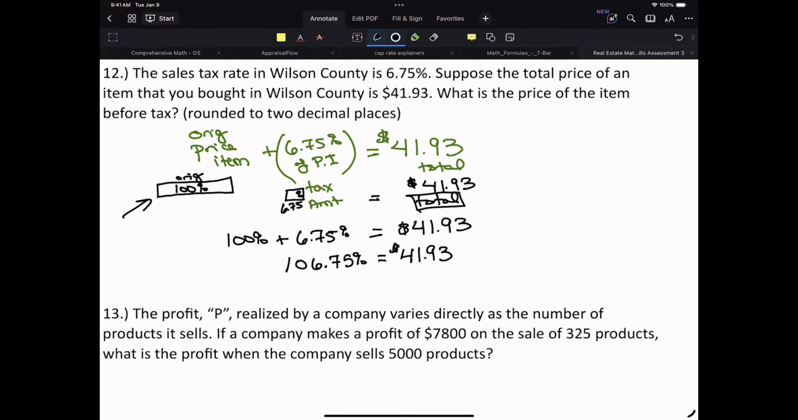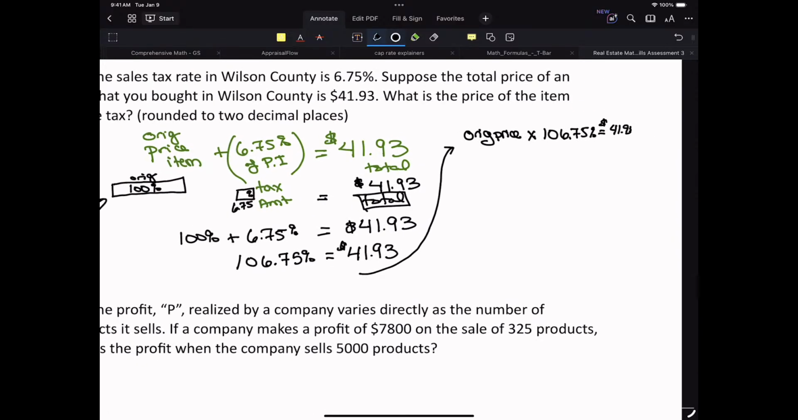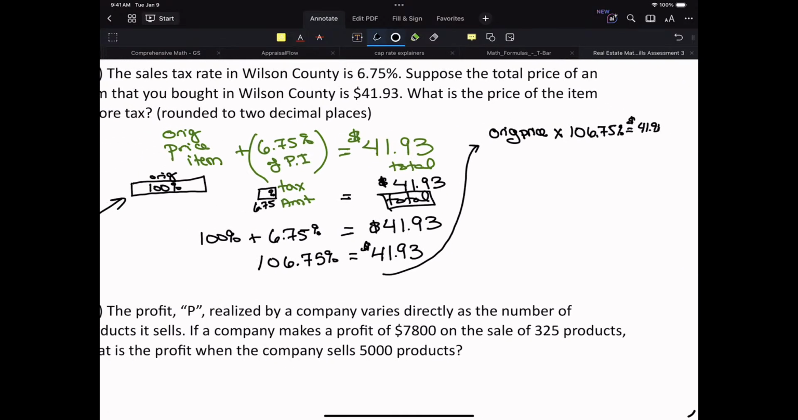41.93 represents 106.75%. Or, let's kind of take it up here. If you have the original price and you multiplied it by 106.75%, you would get 41.93. I know I didn't leave very much space to work there, but that's okay. Whatever the original price is, if you found 106.75% of that, you would get 41.93.